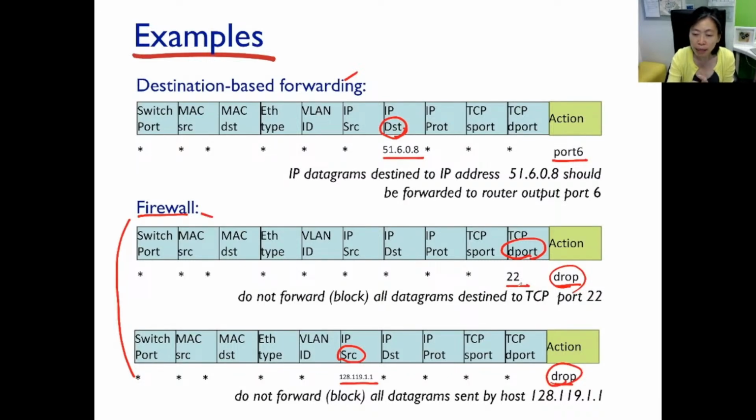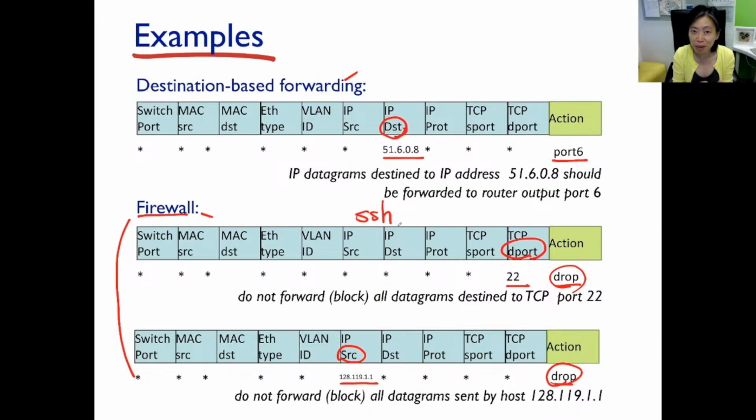Now, why block packets going to port 22? Why block packets coming from a particular IP address? Allow me to explain. Port 22 is the port number of the SSH server. This is the server that you contact every time you try to log into the workstation. So after you type in SSH, what do you do next? You give the username, right? And then the server is going to prompt you for a password.